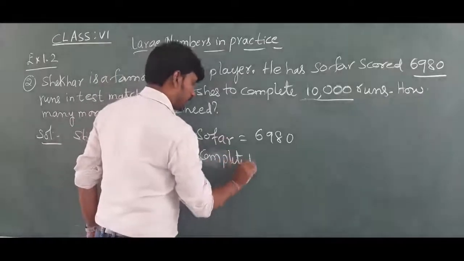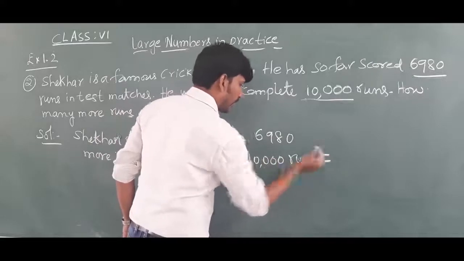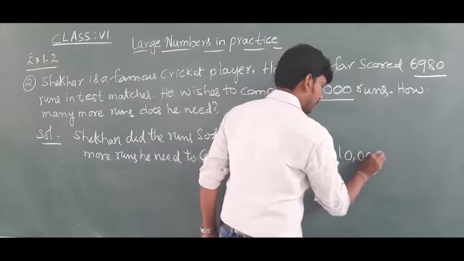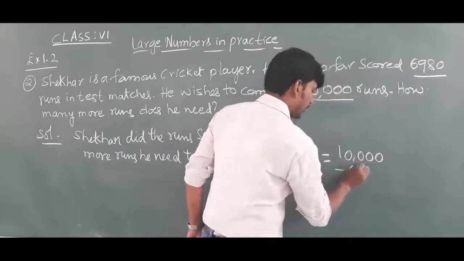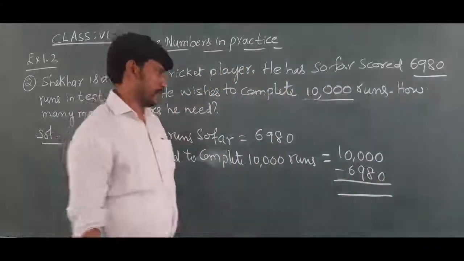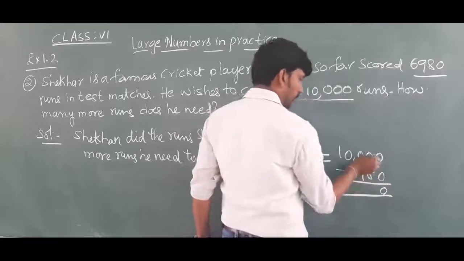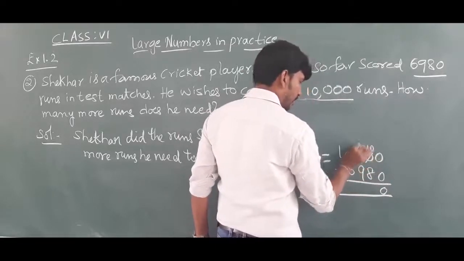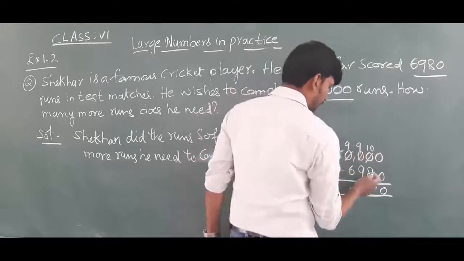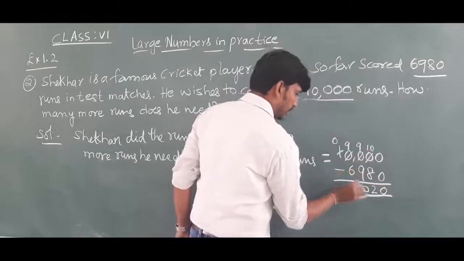To complete 10,000 runs, which is equal to 10,000 runs minus 6,980. Just subtract these two, you will get the answer. Okay, so 0 minus 0 is 0. This is 10, this is 9, this is 9, this is 0. So 9 minus 8 is 1, 9 minus 9 is 0, 9 minus 6 is 3.